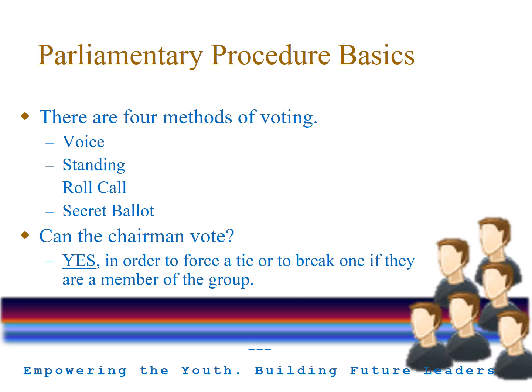Now, the question is, can the chairman vote? The answer is yes, in order to force a tie or to break one, if they are a member of the group. However, technically, if you are the presiding officer, you cannot really vote. But if it is provided in the internal rules and regulations or in the constitution and bylaws, then the chairman or the chairperson can vote.